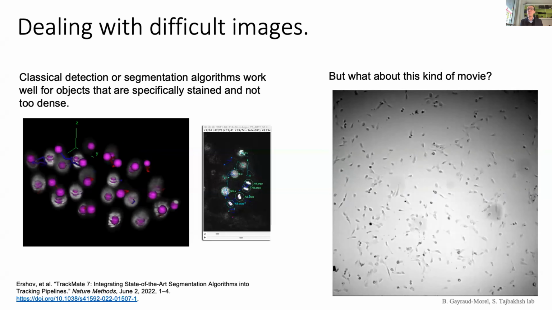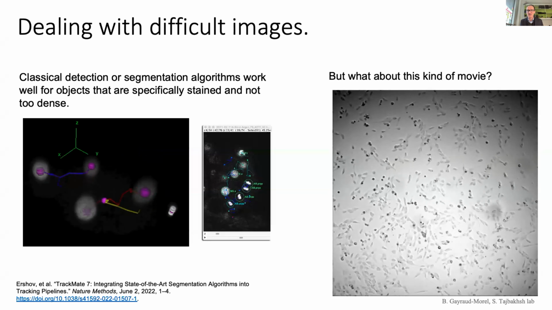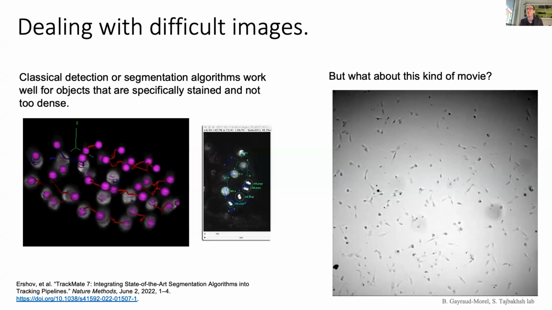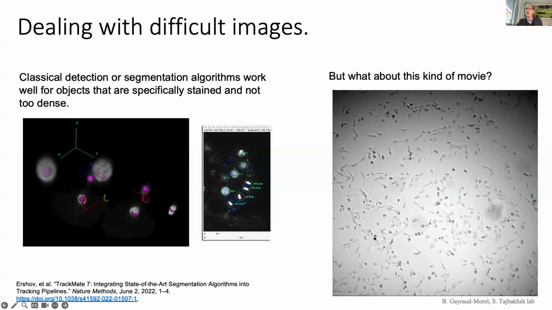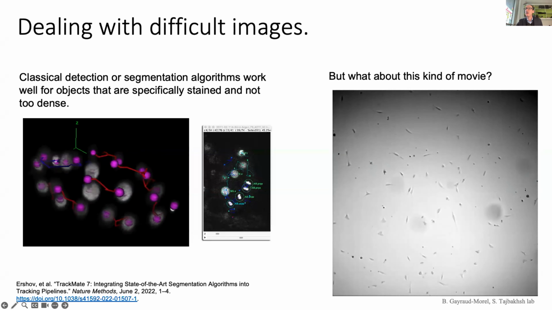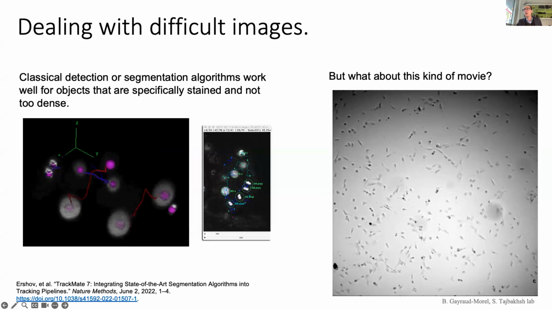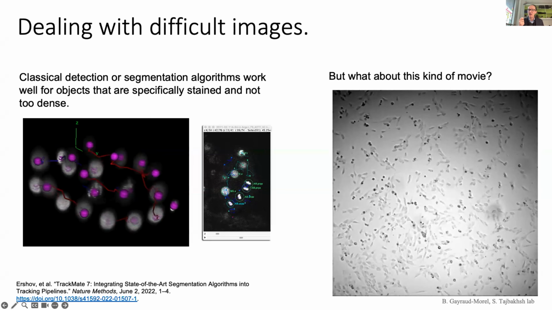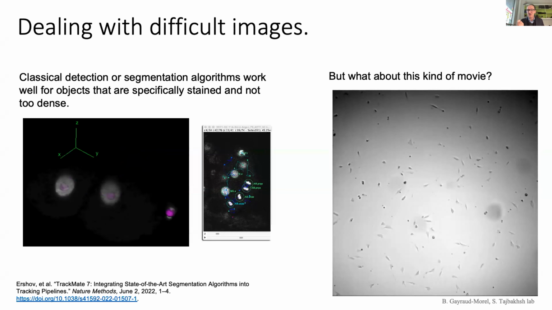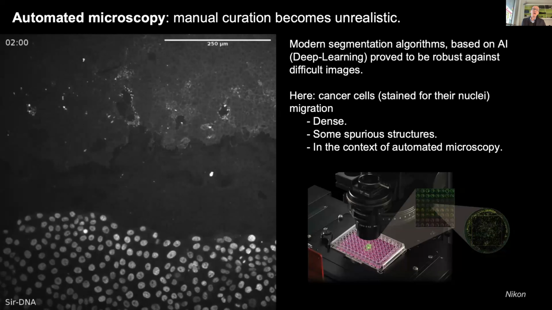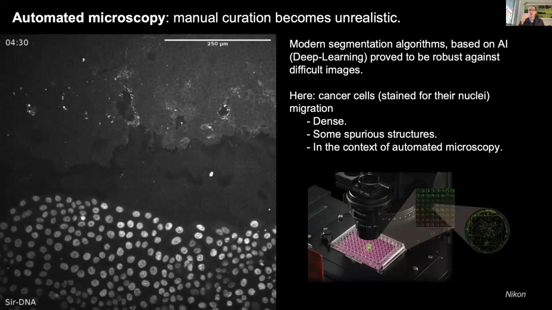And then the second very hard challenge is that they're very dense. They are touching each other, and they're very hard to disentangle. And then finally, there are some unspecific structures, right? Here I have dirt or a piece of oil on the objective that actually stains the image, but these are not cells, they're spurious structures. And for this, artificial intelligence was like a godsend.